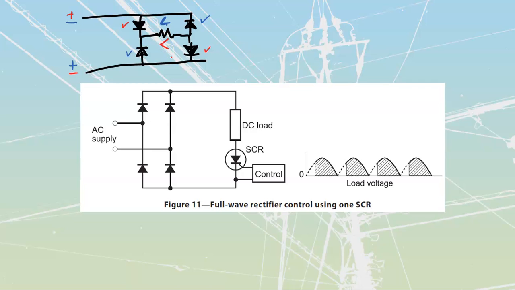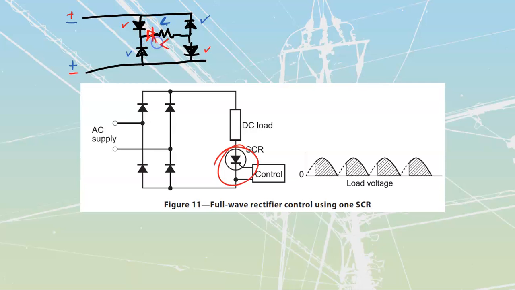So what we have over here is the H bridge, or just the bridge rectifier circuit, which can be drawn like that. All that they've done right now is add in a single SCR that they have placed in right over here.